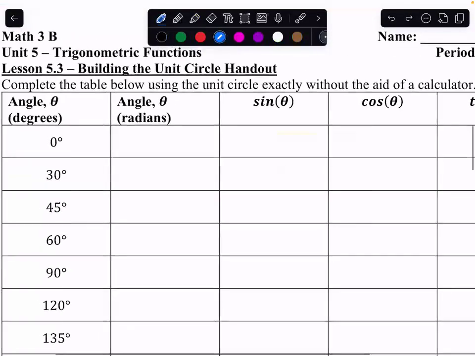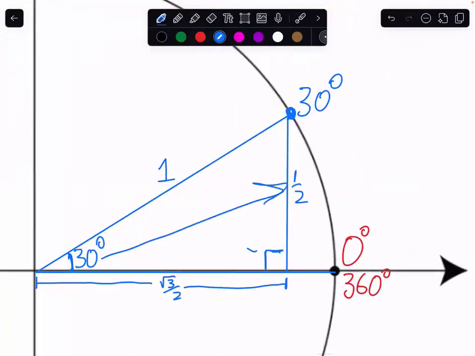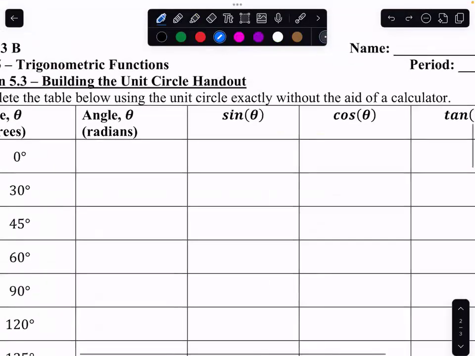Sine of 30 degrees. Sine is opposite over hypotenuse. So opposite is 1/2, hypotenuse is 1. Well, dividing by 1 is easy, right? So 1/2 divided by 1, anything divided by 1 stays the same.